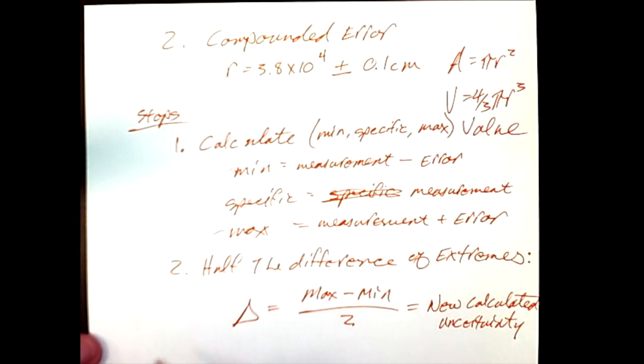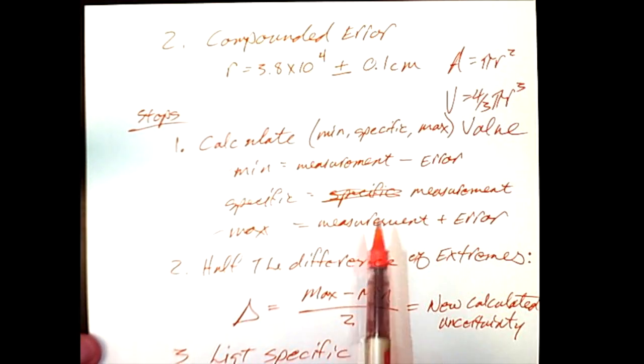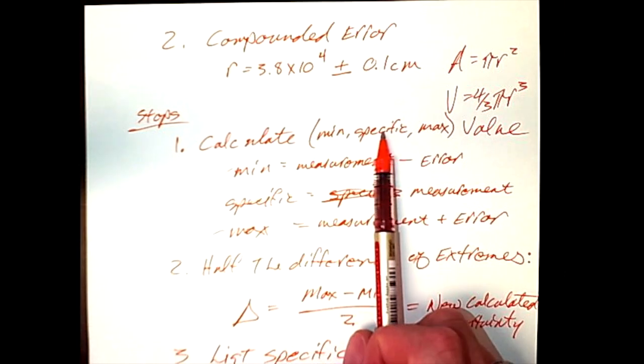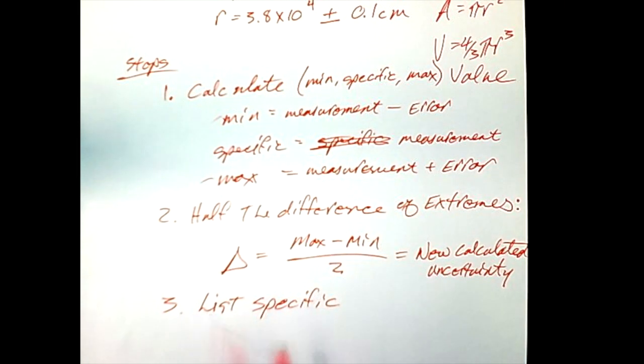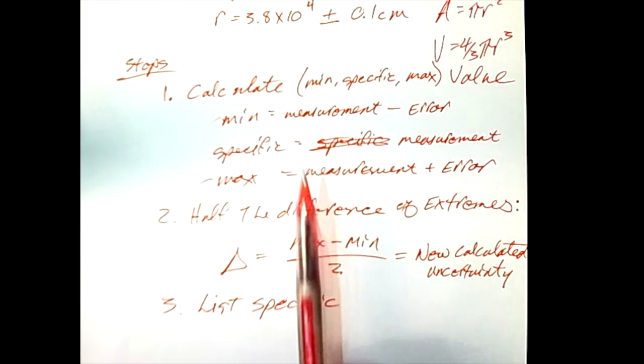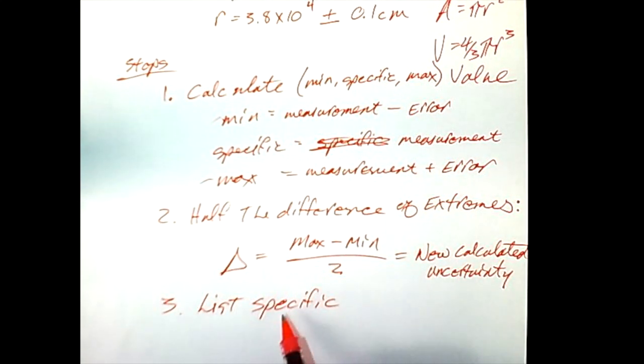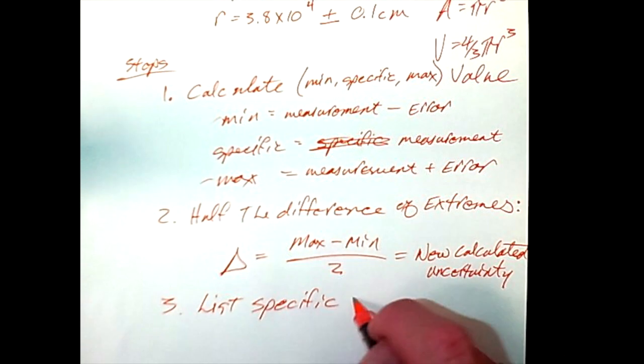Once you have that, then it's just a matter of reporting your values. You're going to list the specific calculation, which was a measurement where we ignored any of the error. We're going to list the specific value, which would be the measurement without any error, and then we're going to add on this calculated change as our new uncertainty.